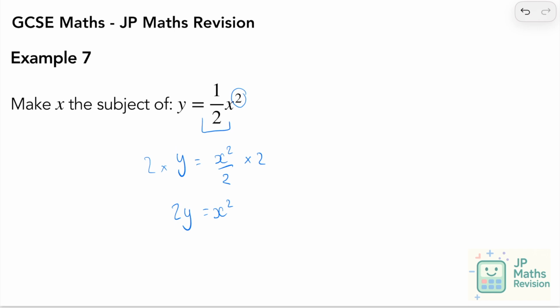And now we want to get x by itself. So we need to get rid of this squared. The opposite of squaring is square rooting. So we end up with x equals the square root of 2y.